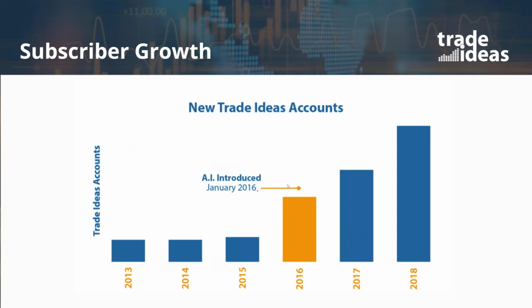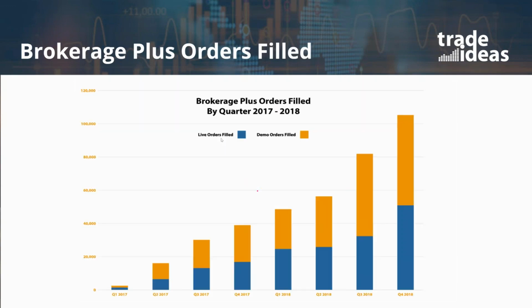I also like to give everybody a little peek at how our user base has responded since we first introduced the very first AI module. Seems like a very long time ago. I guess it was about 4 years ago. Seems longer than that. AI introduced in the very beginning of 2016. And as you can see, our user base has expanded every year. After that, we'll probably be adding the 2019 bar here in the not too distant future, as well as Brokerage Plus.